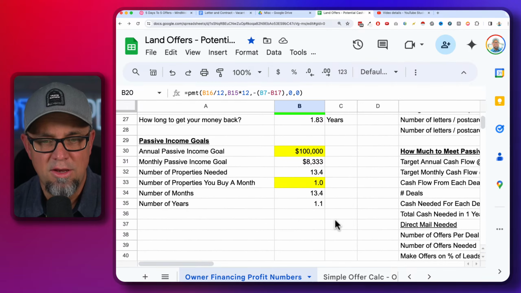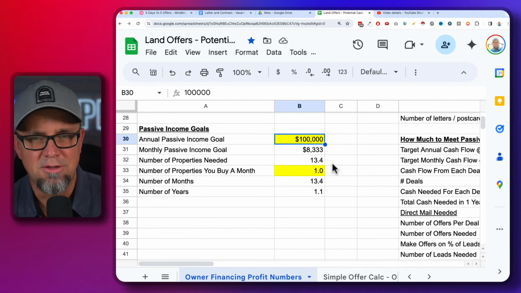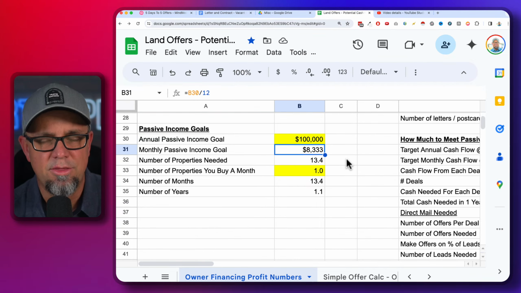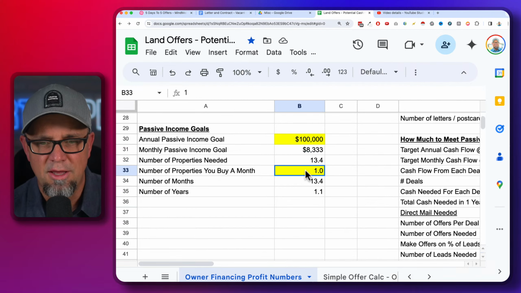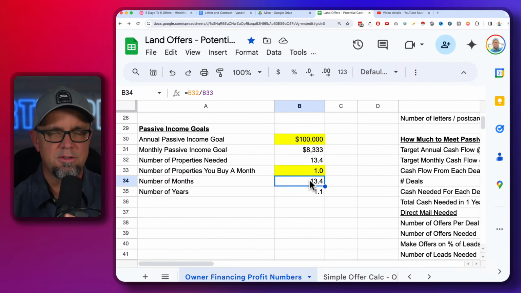Now, let's say you wanted to make $100,000 a year in passive cash flow. This is all about monthly recurring passive cash flow, not active cash flow. How many deals? Sorry about the camera flipping around. If you wanted to make $100,000, that's $8,300 a month. You would need 13 of those properties. If you did one of these deals a month, it would only take you 13 months.